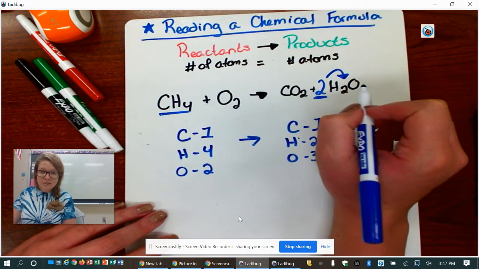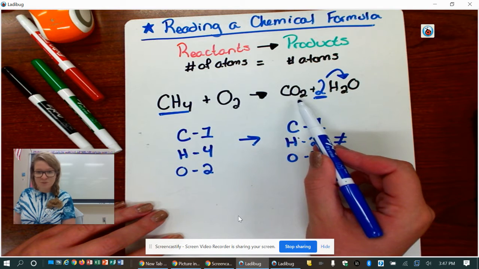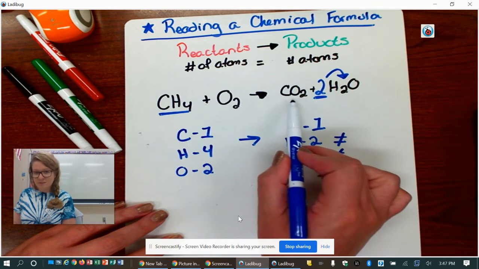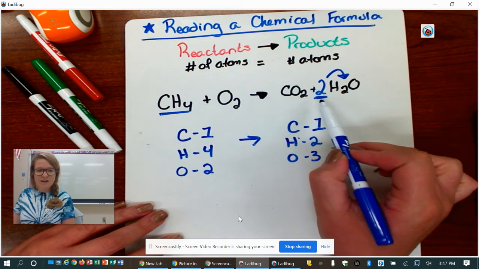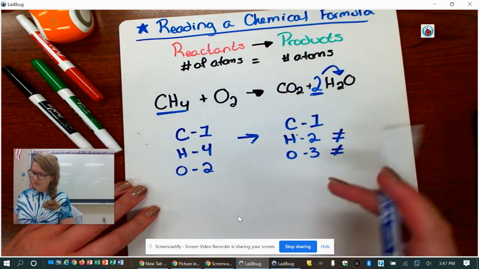Remember, guys, when you're balancing chemical formulas, you can only add these coefficients. You can't mess with the molecule. You can't mess with that subscript. You can only add molecules. So if I have 2 H2Os, let's go through it again.